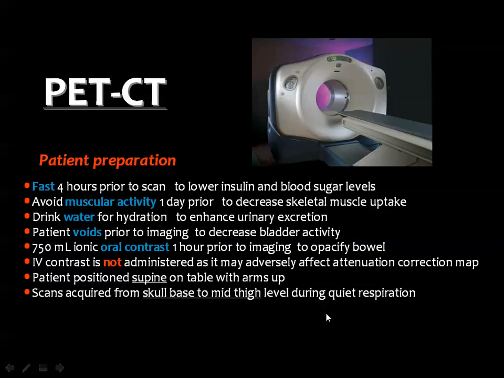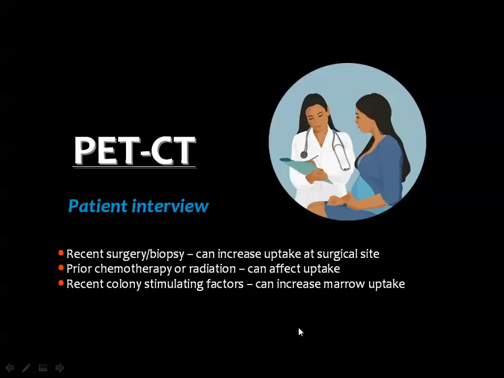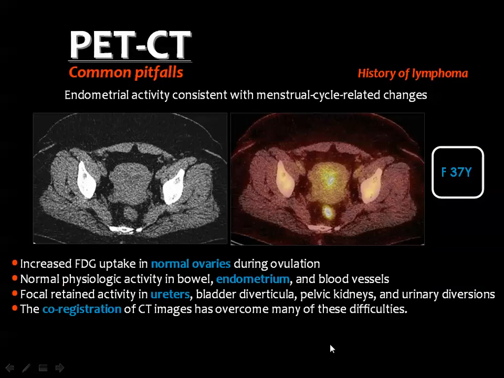In most of the times, the patient lies supine on the machine, and the scan should include from the skull base to the mid-thigh level. Also, you should ask the patient about recent surgery, recent biopsy, and the history of chemo and radiotherapy, because these will affect the interpretation of the images.